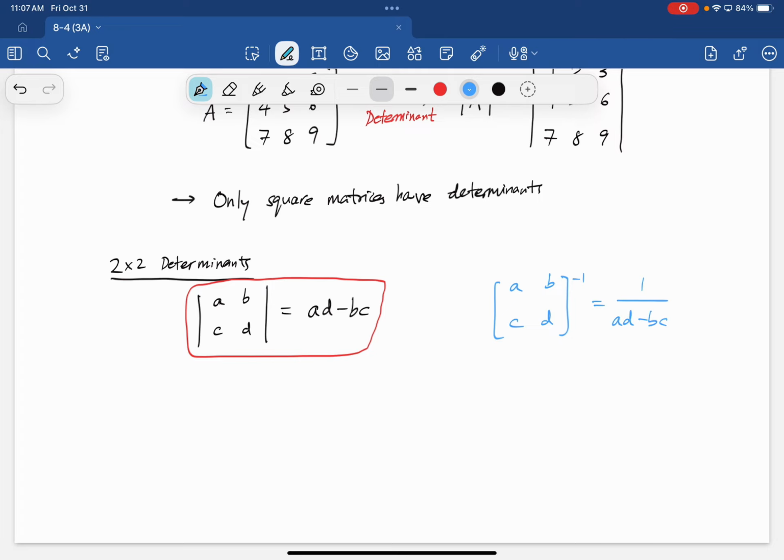Okay, it's similar to the inverse because in the inverse we use the determinant, right? D minus B minus C A. All right, as you guys remember, D and A flip and B and C become negative. So we use the determinant in finding the inverse. So we already know this formula pretty well, AD minus BC. Any questions? Questions? Okay, going on.